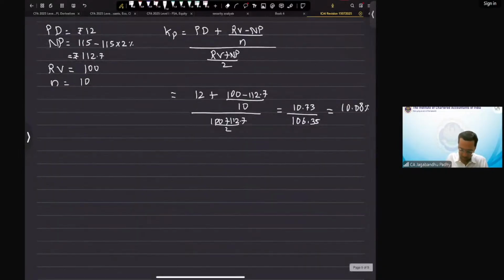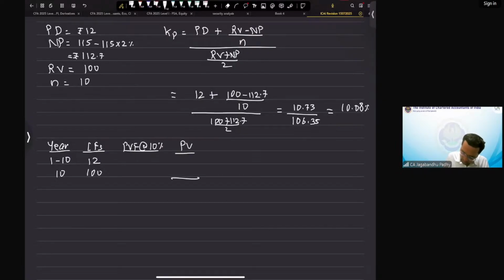Same way you have to get over here the cost of preference share. So here we say year, cash flow. In years 1 to 10, you have a preference dividend of 12. And then in the 10th year, you have the redemption value to be 100. So first, you take the present value factor at 10% and give me the PV, right? And then we'll see what is to be done. First, give me the present value factor at 10%. I mean, just give me the PV value.